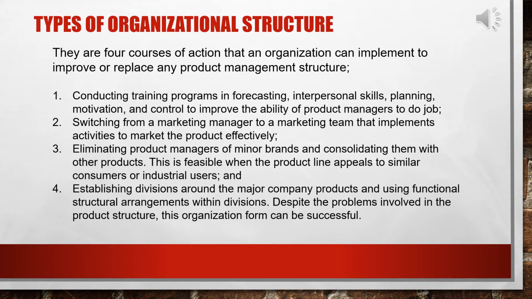This is feasible when the product lines appeal to similar consumers or industrial users. And lastly is establishing divisions around the major company products and using functional structural arrangements within divisions. Despite the problems involved in the product structure, this organization form can be successful.